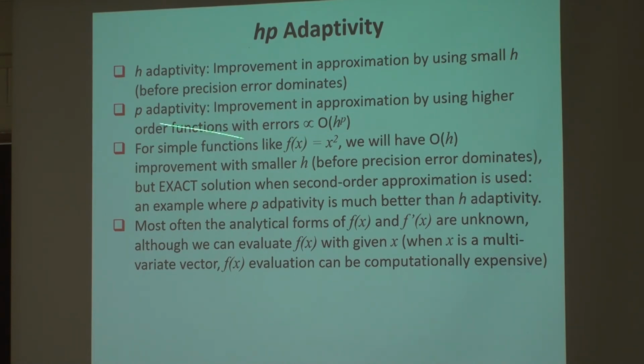Second, P adaptivity: improving the approximation by using a different formulation. For a simple function like this, for sure, when the order is correct you will get the exact solution. Then the right approximation function is the one that gives you zero error. Most often this is unknown, so this is how you need to be evaluated.